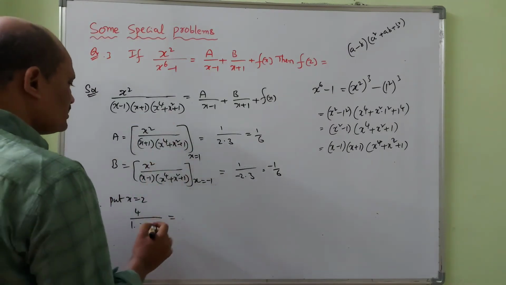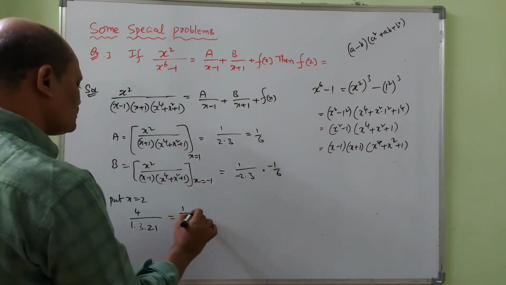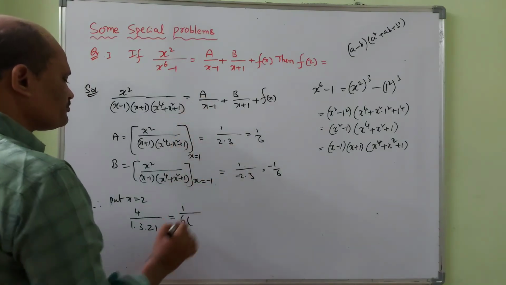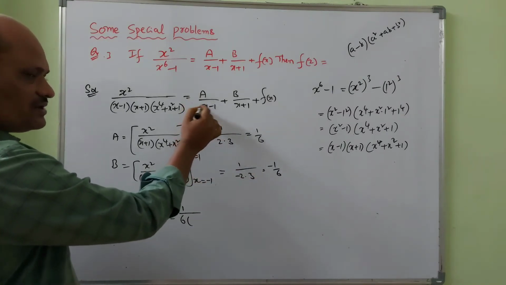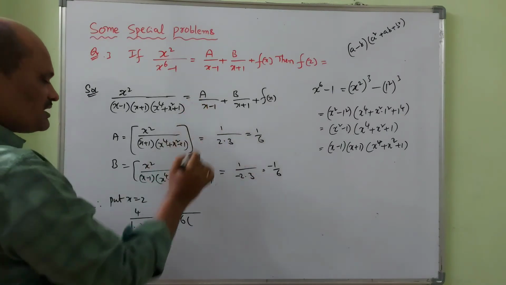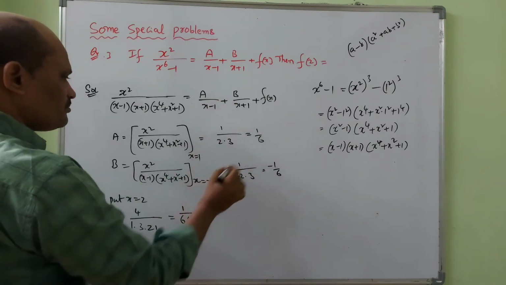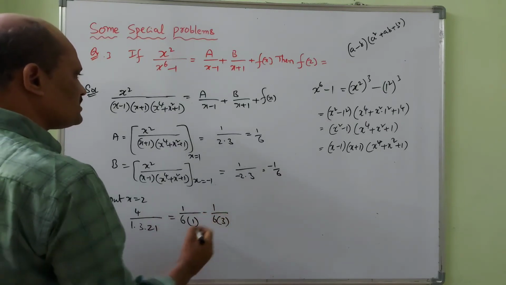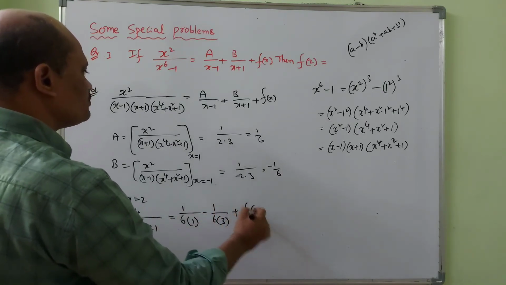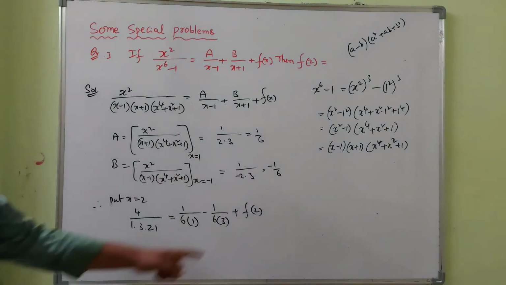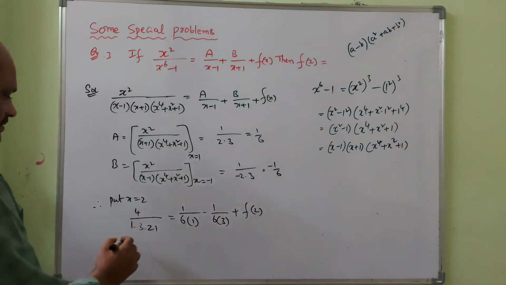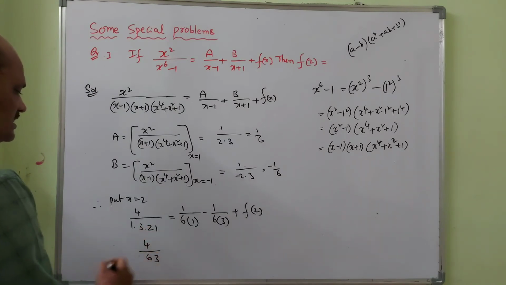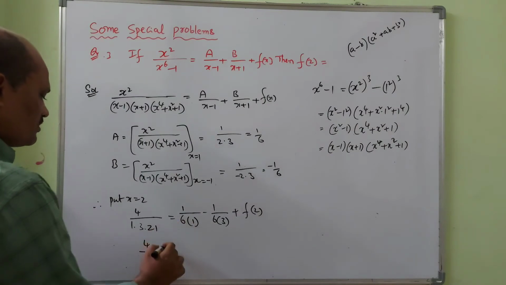Now write here. A is 1 by 6, no? A value is 1 by 6, substitute here. 1 by 6 into x minus 1. We are putting x equal to 2 here. 2 minus 1 is 1. Now write here. Plus into minus, minus 1 by 6 into 2 plus 1 is 3. Plus f of 2. Put x equal to 2. F of 2 means simplify this, you will get the answer. Here, what do you get? 4 by 63. Now write all these terms this side.